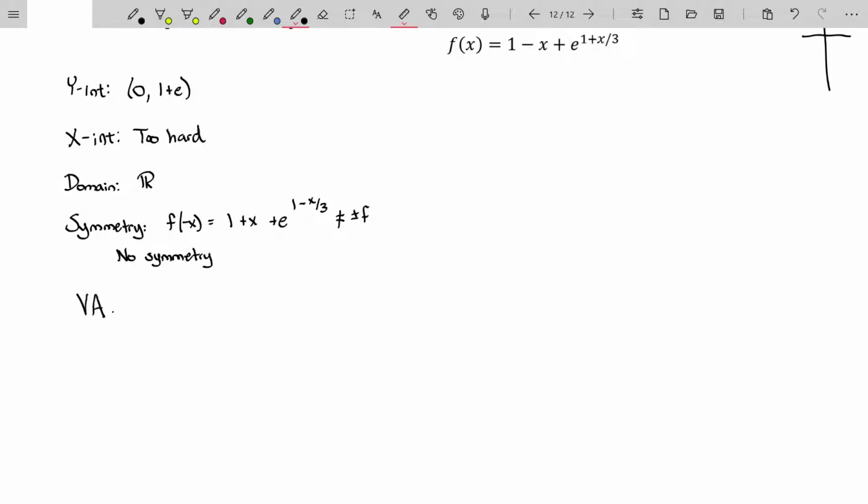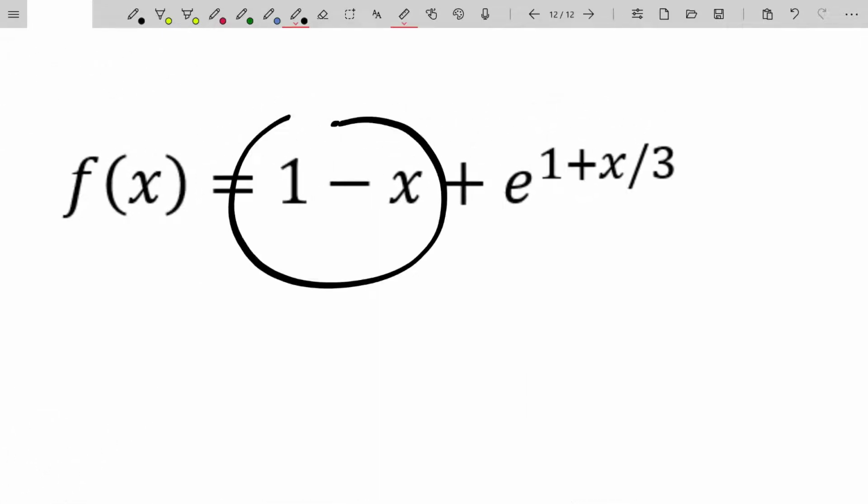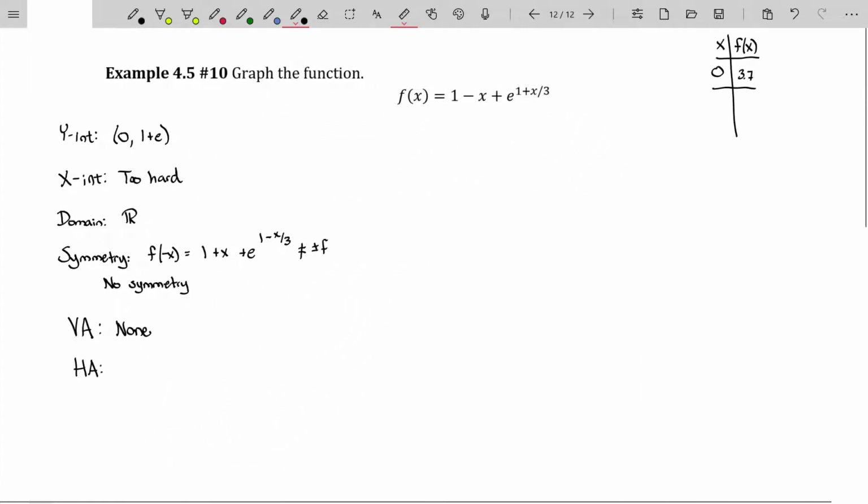Vertical asymptote, none. Domain is all real numbers. Don't have to worry about that. Horizontal asymptote. We actually might have a horizontal asymptote here, just to give you an idea. Actually, you won't. Now I'm saying it out loud, because as x goes to infinity, that will never become finite. As x goes to negative infinity, that will never become finite. So that's me just saying you don't have a horizontal asymptote. So I'll say none.